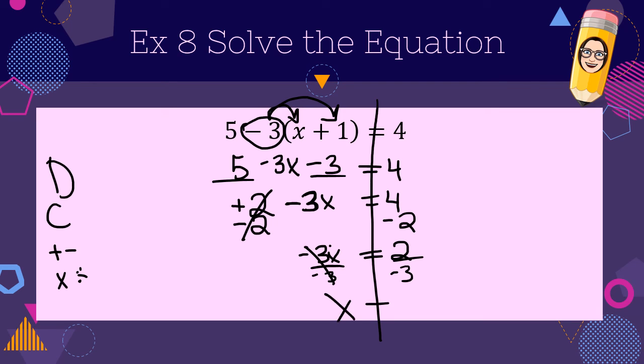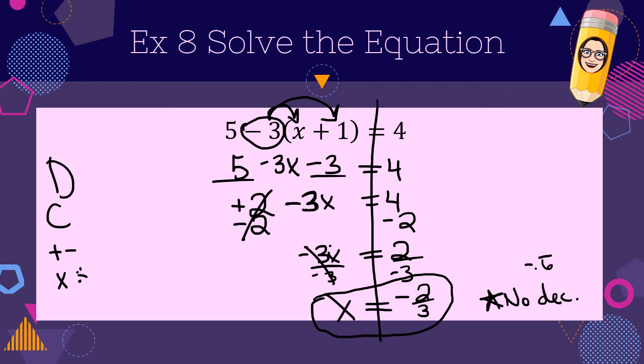Wait a second. 2 does not divide by 3. It does not reduce. So it's going to remain -2/3. Now on this one, I would not accept a decimal. This decimal is irrational. It goes forever, right? And I don't want to see any -0.6s with lines. Nope. I don't want to see any -0.6 repeating. Nope. Just leave it. It's easier, right? -2/3. Done.